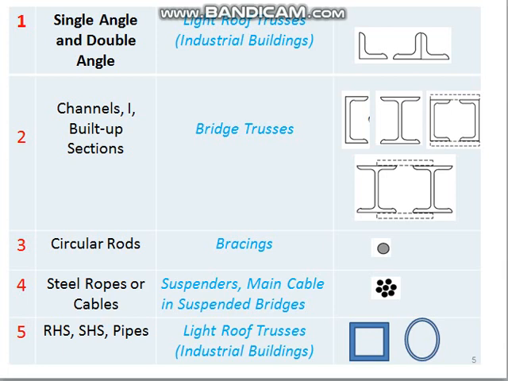In light roof trusses in industrial buildings, single angle or double angle sections are used. Similarly, in bridge trusses, channels, I sections or built-up sections are used. For bracings, circular rods are used. Similarly, for suspenders and main cables in suspension bridges, steel ropes or cables are used. For light roof trusses in industrial buildings, RHS and SHS pipes are used.